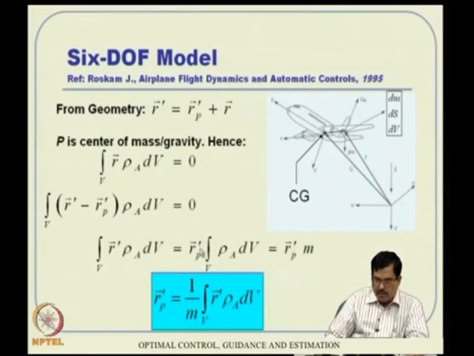But you also know that this particular r prime depends on where you are situated. This particular Rp does not depend on the particle location. Rp is at the cg, that is all. So I can take Rp outside the integral, and the remaining integral is nothing but the entire vehicle mass. Hence my Rp prime, essentially the vector which gives me the position of the aircraft with respect to this inertial frame, is nothing but this. We will use this relationship later, just keep that in mind.